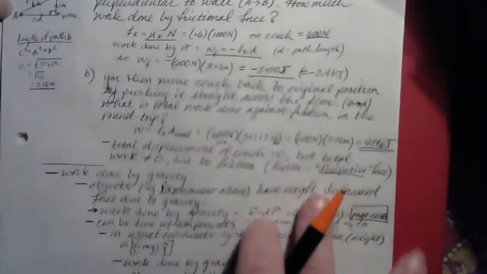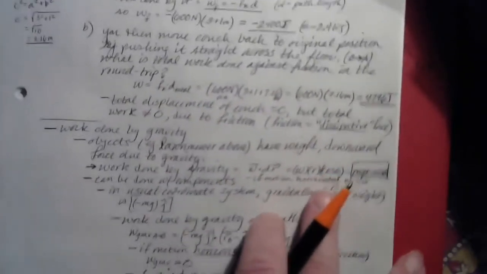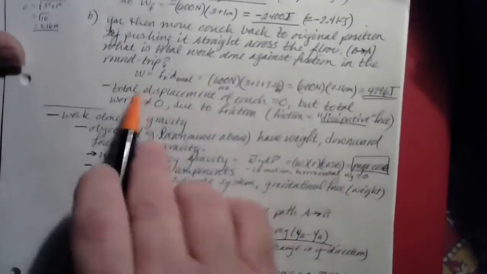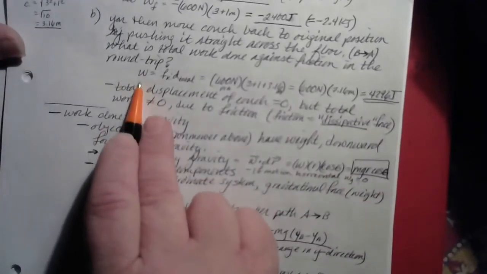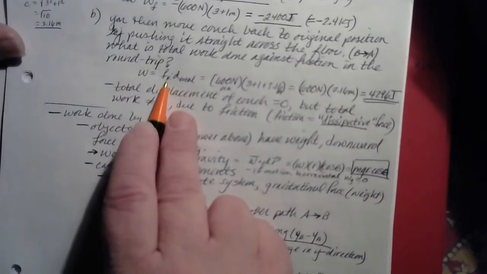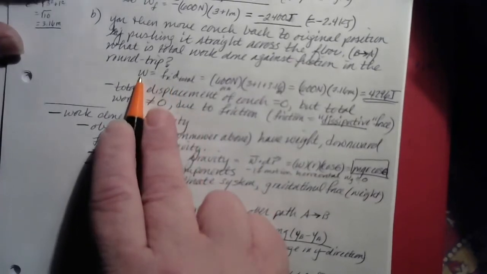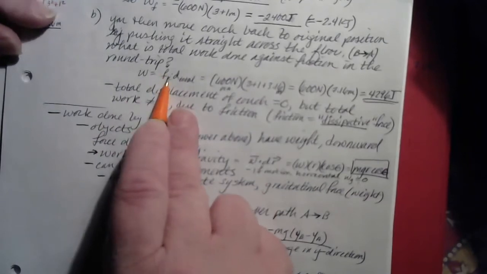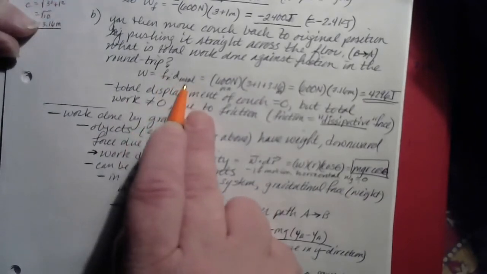And that goes from B back to A. And what is the total work done against friction in the entire round trip? Okay, so the work total would be the force of kinetic friction times the total distance that the couch has traveled.